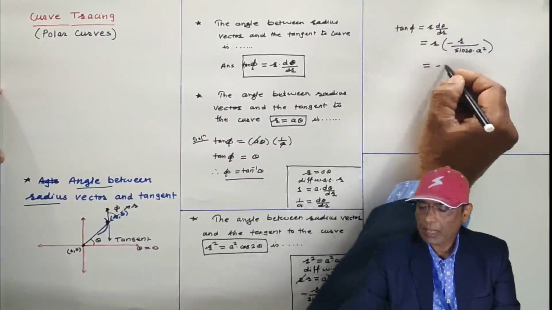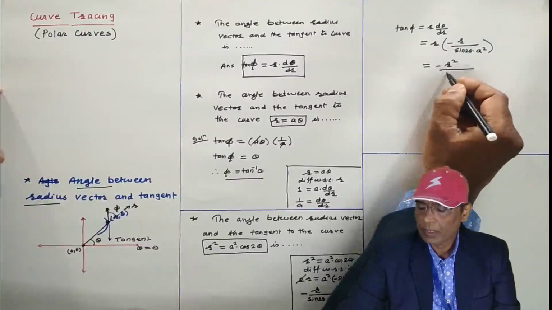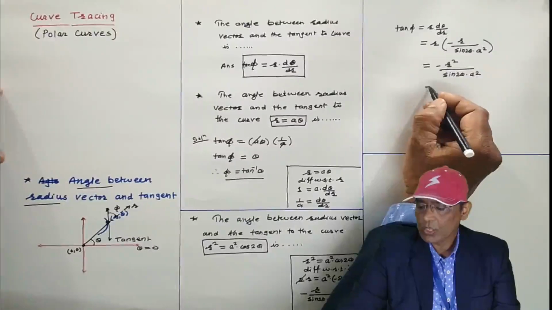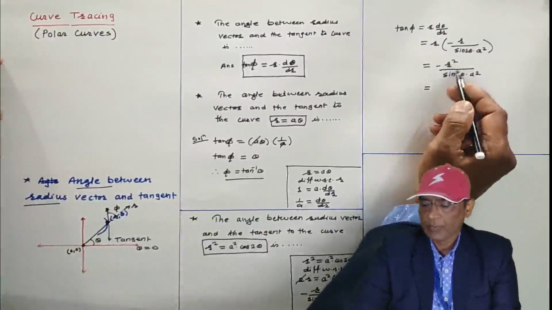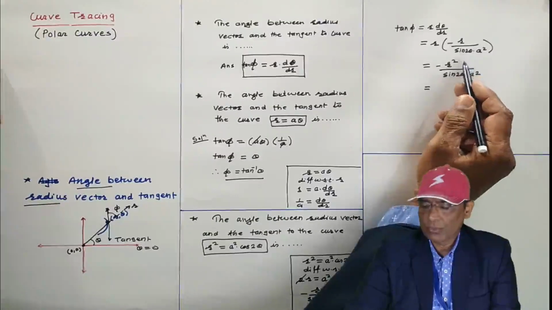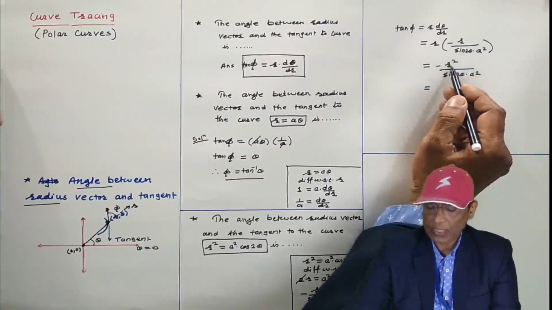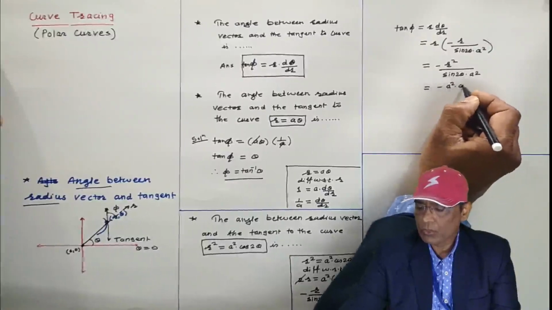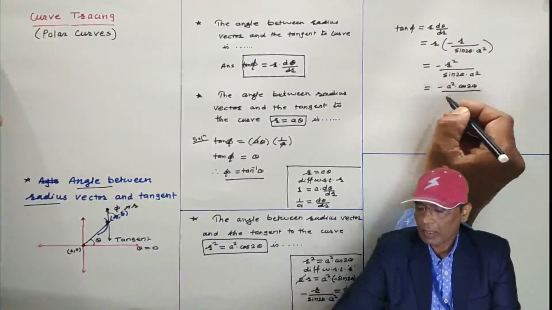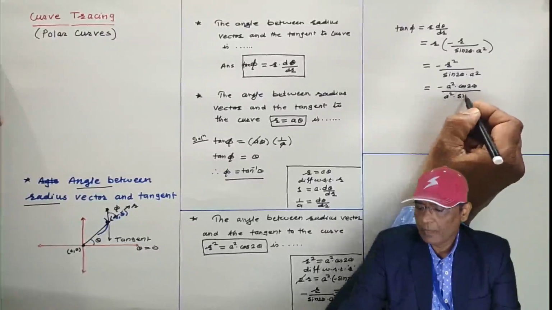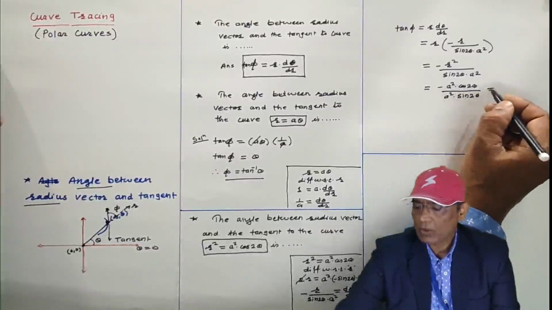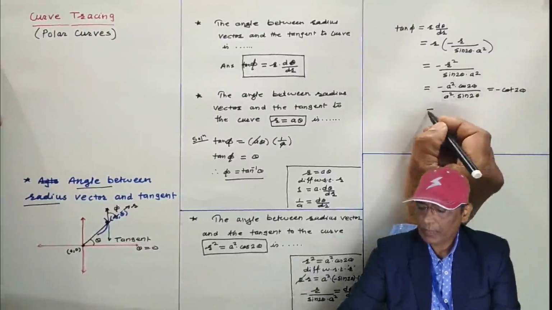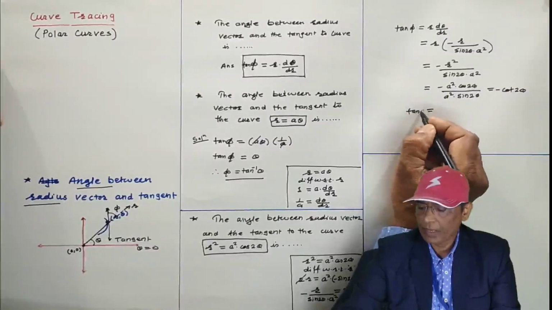The r multiplied by r is r square. sin 2 theta into a square is there. So you can solve this problem in your own ways, because you can substitute the value of r. If you don't substitute the value of r square, you can directly put r square is a square cos 2 theta, a square cos 2 theta by a square sin 2 theta. a square gets cancelled. Cos by sin gives minus cot 2 theta. And the left hand side is tan phi.